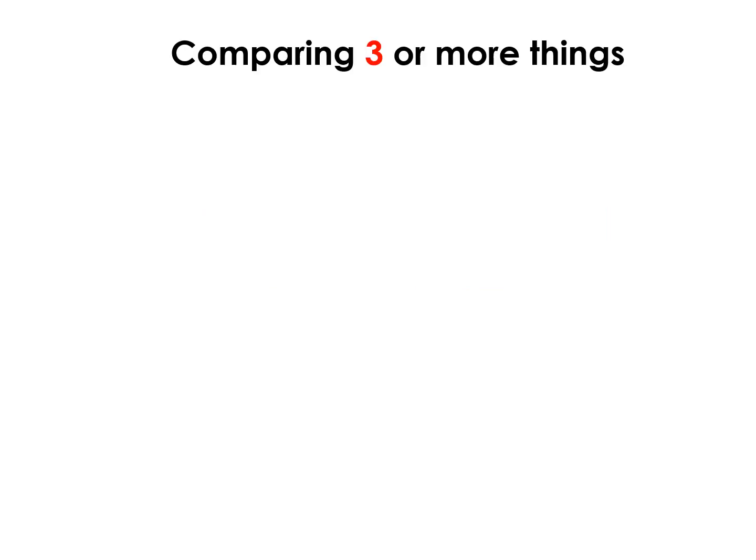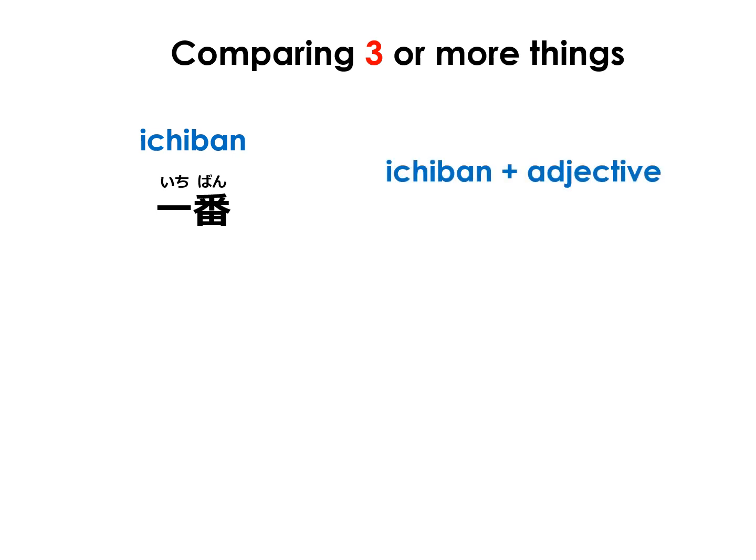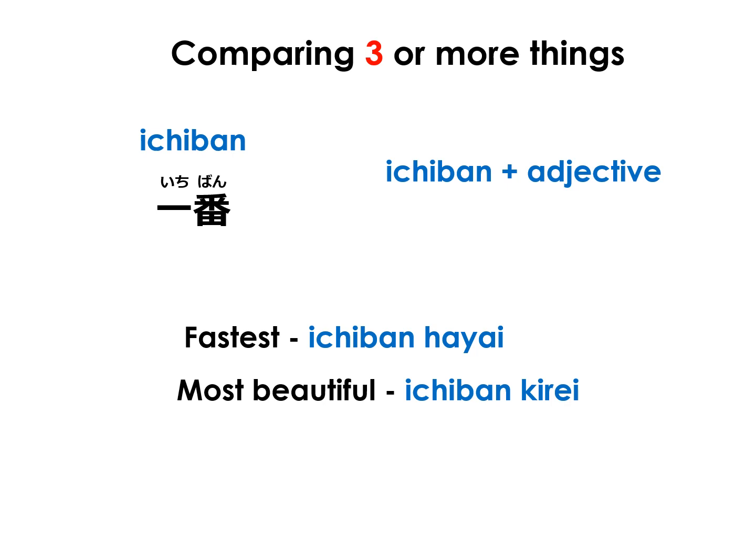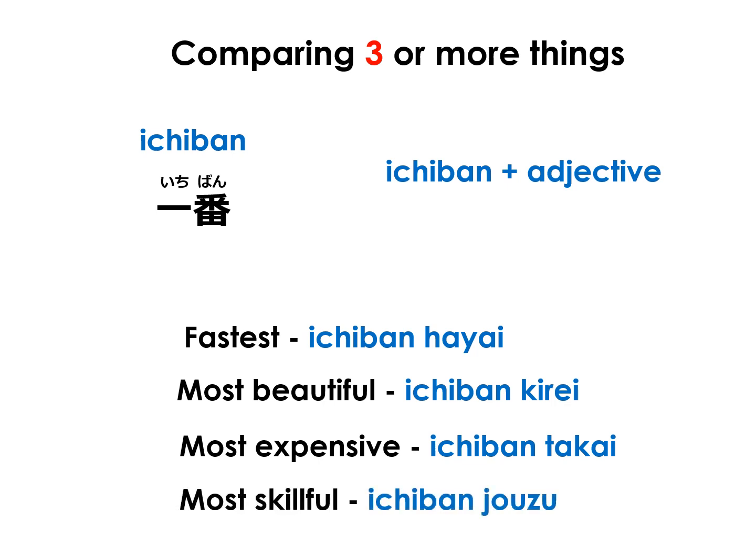Now, to say that something is the best when we compare three or more things, we use the qualifier ichiban, meaning number one. We use ichiban plus the adjective. For example, to say fastest, that would be ichiban hayai. The most beautiful, ichiban kirei. The most expensive, ichiban takai. And the most skillful, ichiban jouzu.